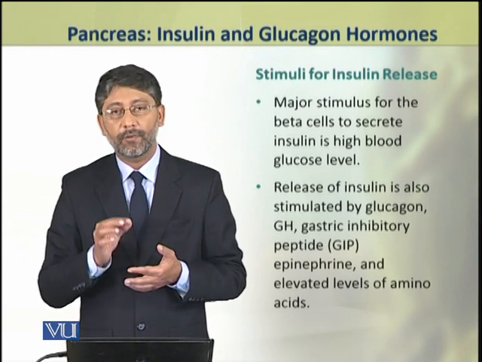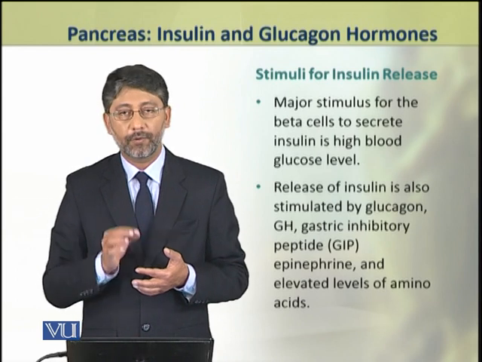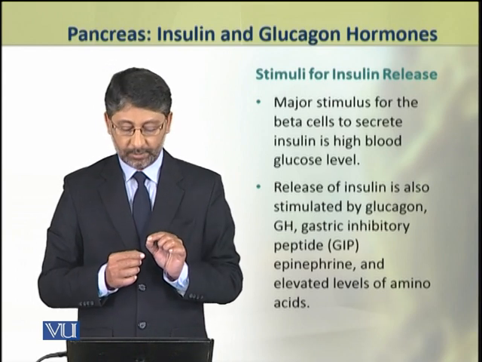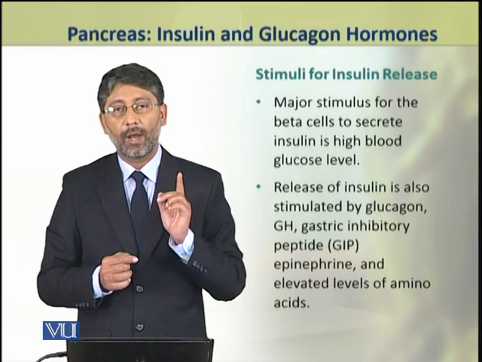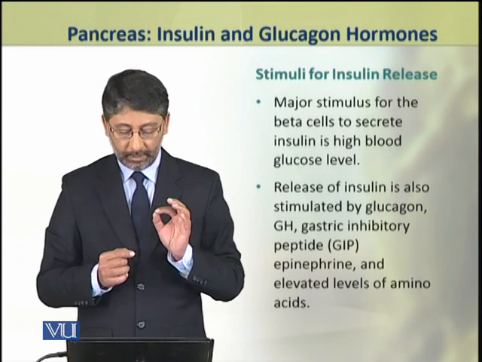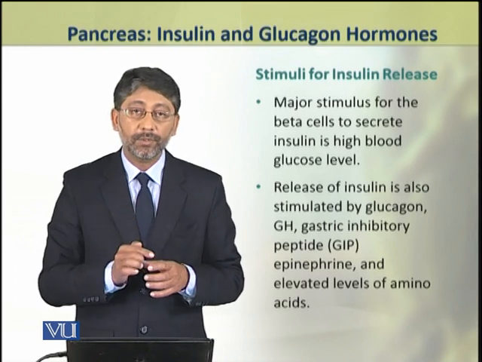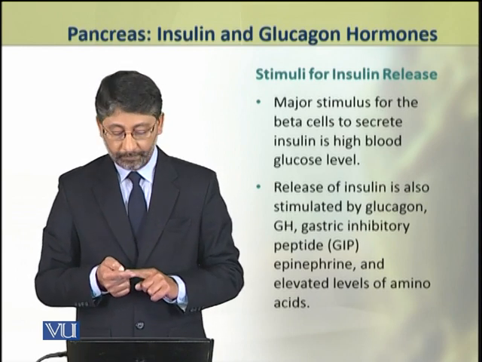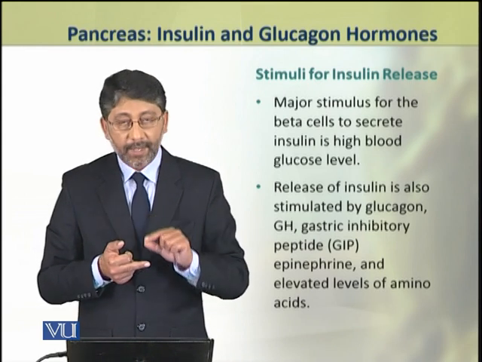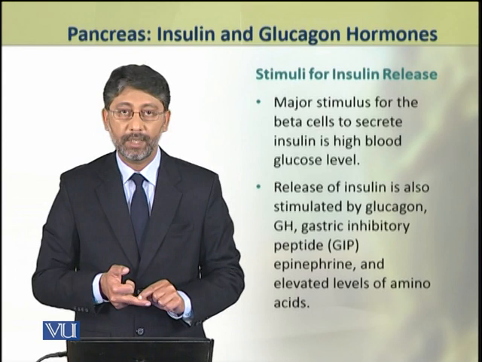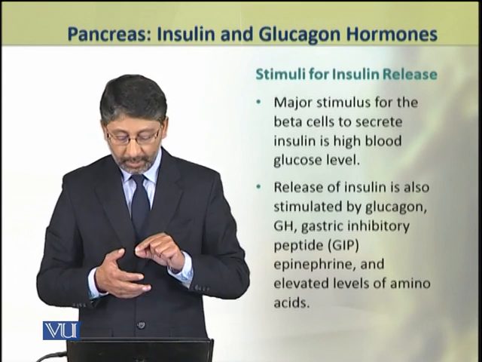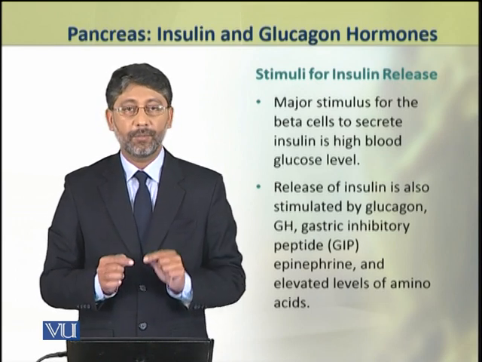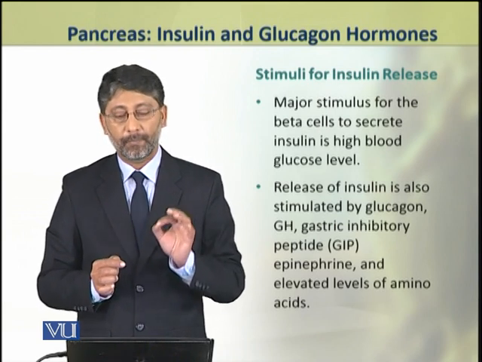we shall discuss the stimuli for the release of insulin hormone from the pancreas. The major stimulus for the beta cells to secrete insulin is high blood glucose level. Release of insulin is also stimulated by some other factors, which include glucagon, growth hormone, gastric inhibitory peptide or GIP, epinephrine, and elevated levels of amino acids. These all stimulate the release of insulin from beta cells.